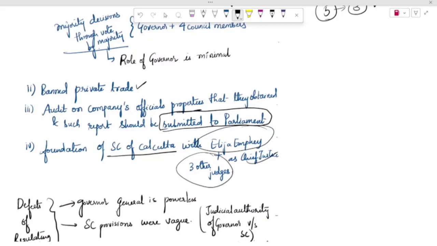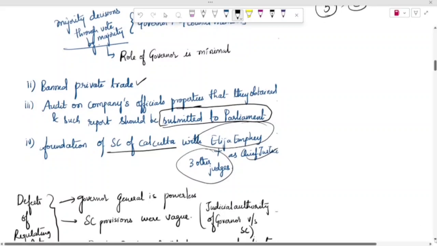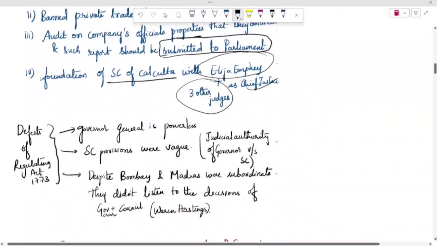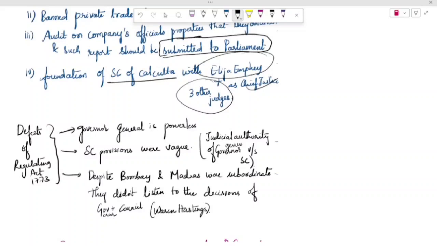So the main defects: the first is that the Governor General is powerless, or his role is undermined. The second is that the Supreme Court provisions are very vague, which means they were not clearly defined. They also contested with the judicial authority of the Governor General. The Supreme Court either had no powers or was contesting. There were 2 swords: the Governor General would give one judicial rule, and the Supreme Court would give one more rule.